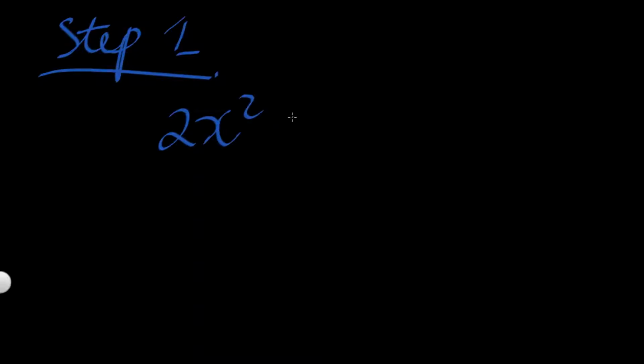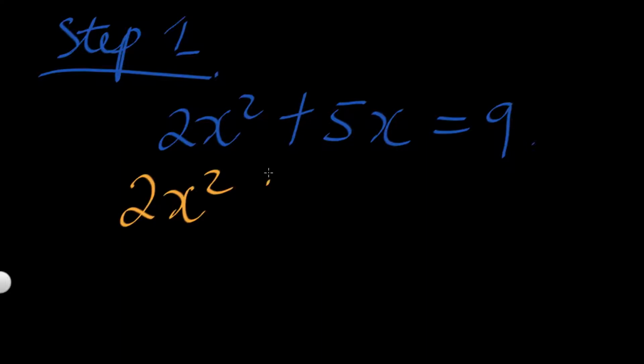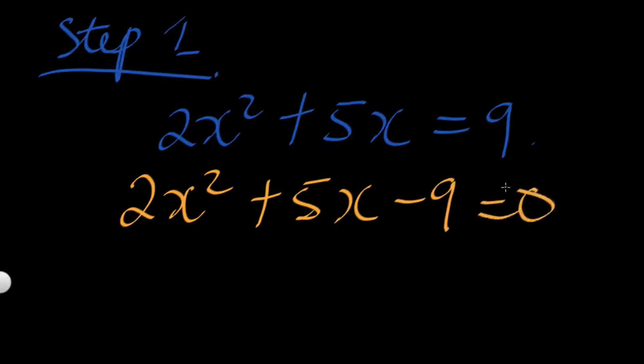In step 1, in the first step, ensure that you write your quadratic equation in standard form. We have 2x squared plus 5x equals to 9. This is not in standard form. The standard form is 2x squared plus 5x minus 9 equals to 0.